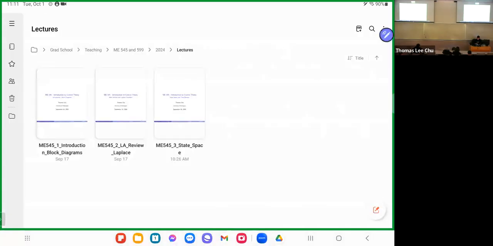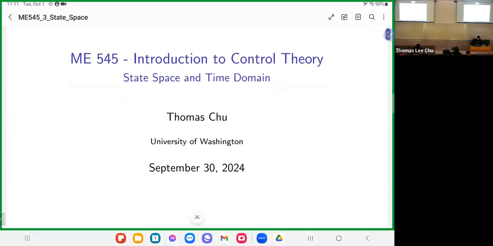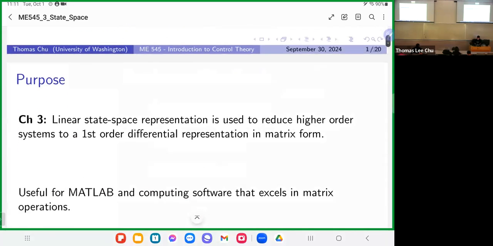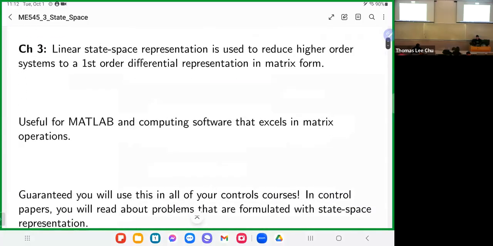I'll upload this slide. Today, we're going to start chapter 3 and hopefully finish it. Well, this is chapter 3 and then a section of chapter 4, which I think is very related to chapter 3. I don't know why they separated it. So before we get started, I just want to tell you the purpose of it before we jump into the trenches.